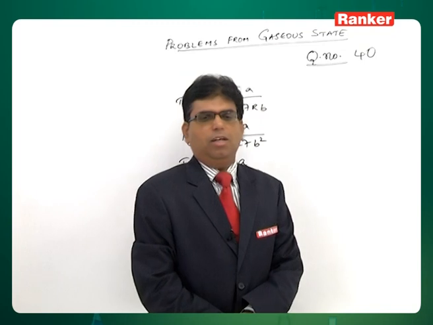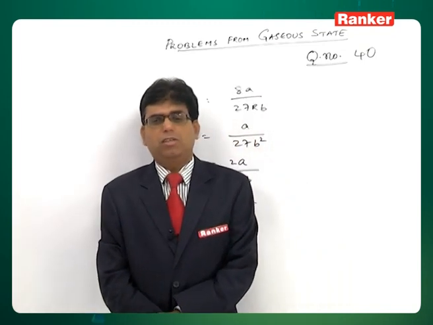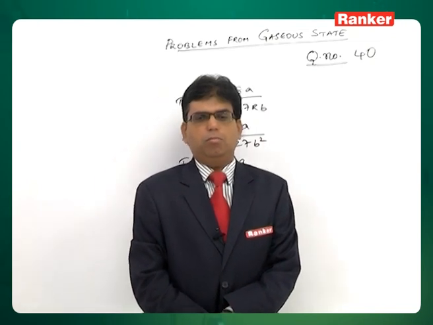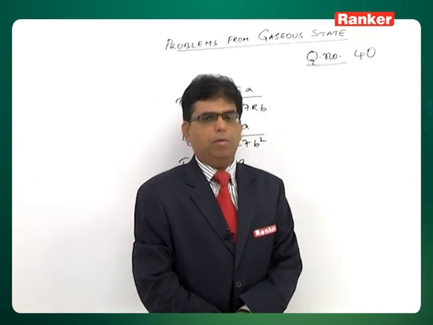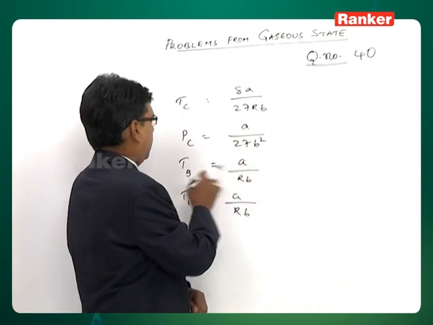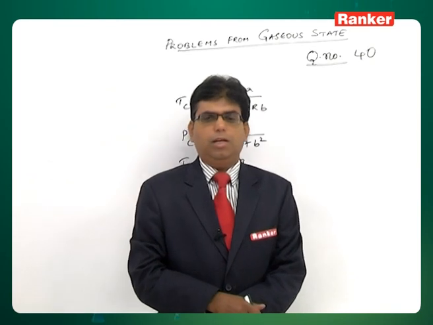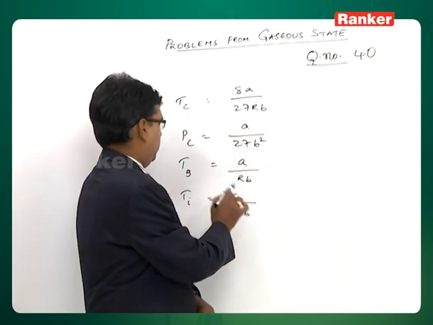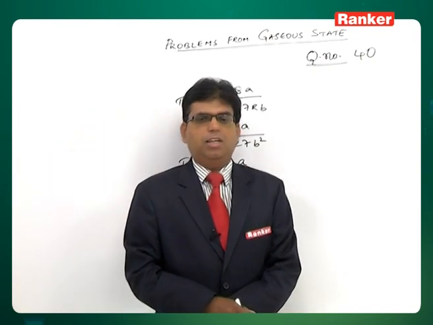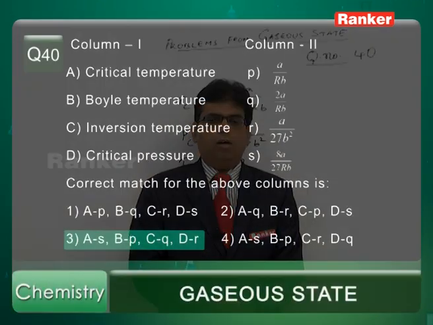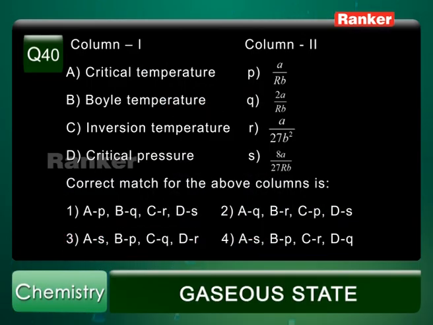So A is critical temperature, 8a by 27Rb, A matches S. Boyle temperature B is a by Rb, so that is the option P. Inversion temperature is 2a by Rb, and critical pressure is a by 27b square, that is R. So A-S, B-P, C-Q, D-R, that is option 3, is the correct answer.